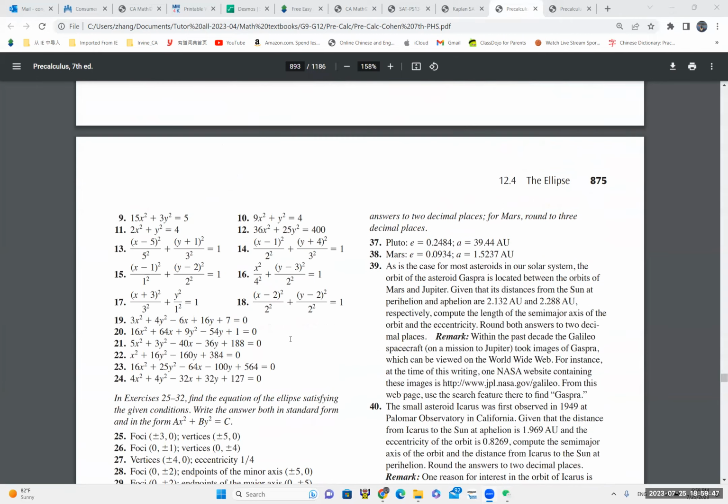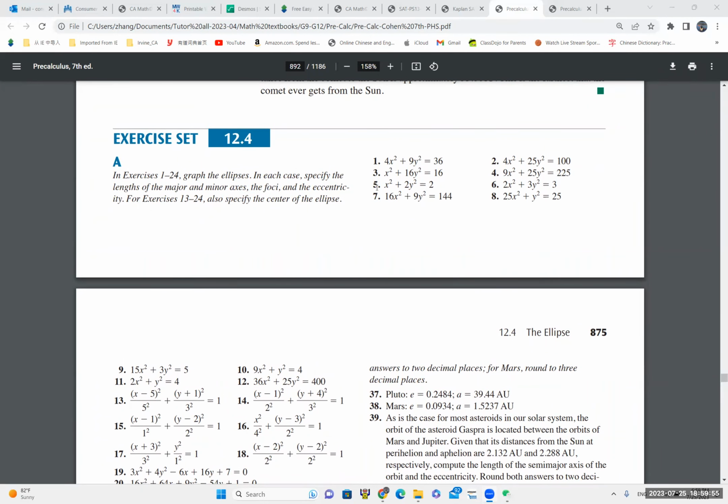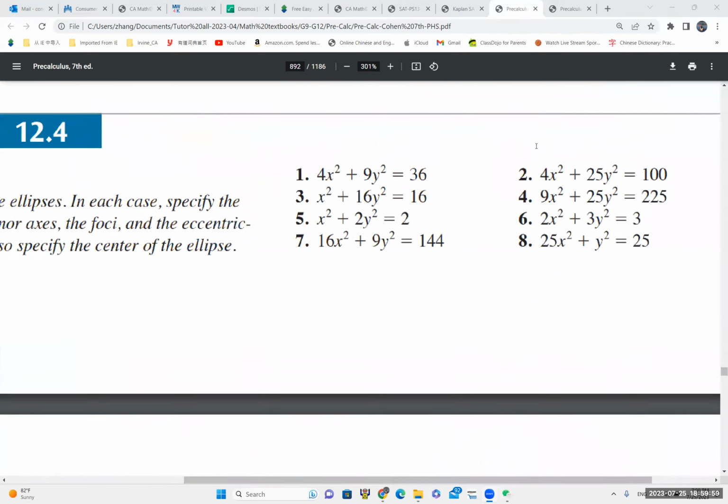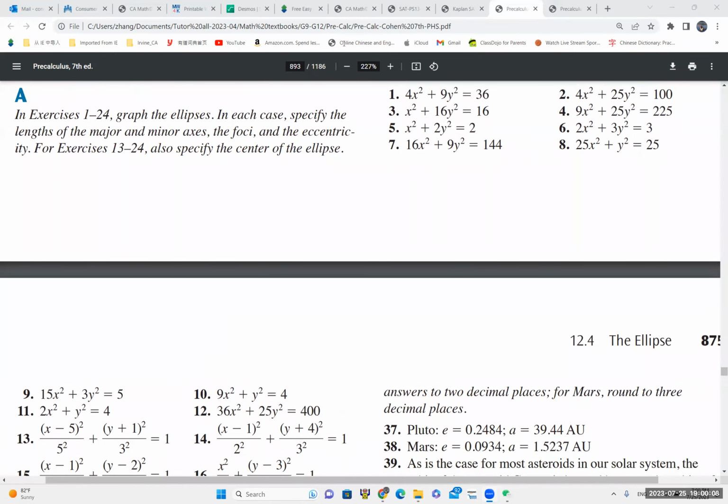Maybe we can have one more exercise before we take a break. This time 1 to 24. Let's just find the one here. Let's see what we should do. Graph. Specify the length of the major and minor axis, the foci, the eccentricity. By the way, let me give the formula. Eccentricity means c over a. Let's do a problem. How about problem 7? I will give you the whiteboard.